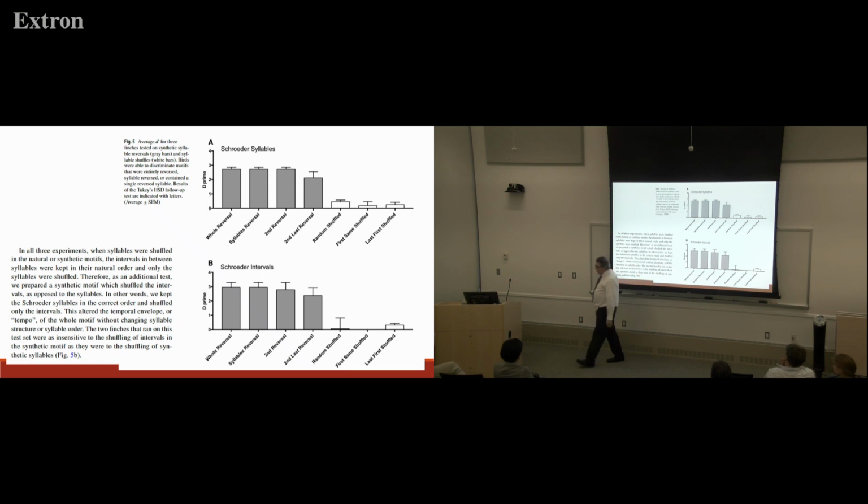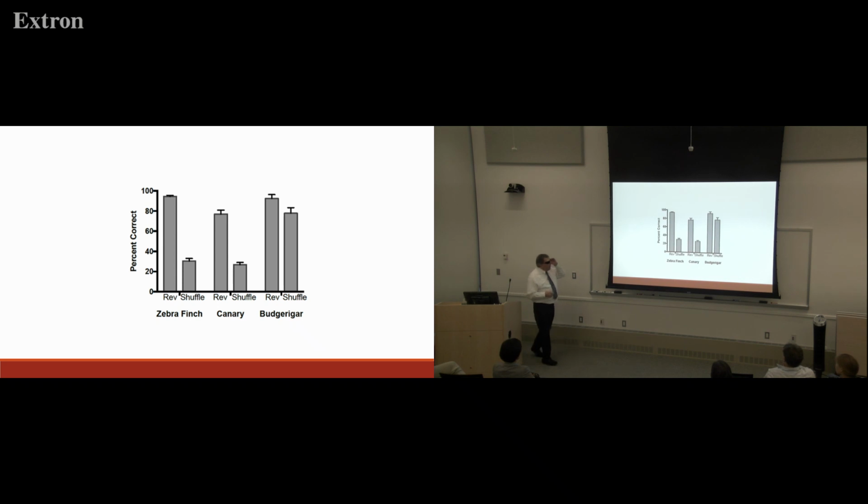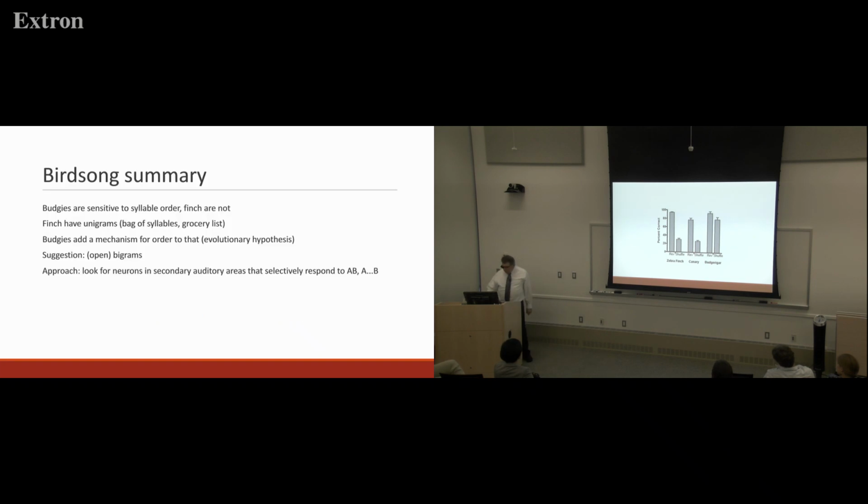Same thing. And so overall, the take-home point is this: in collapsing across all the different ones we have, here are the reversals, syllable reversals. They're quite good at it. When you shuffle the syllables, they're not good at it at all, well below chance. And the same thing is true with the canaries. And the budgies show a diminution, which is certainly significant, in ability when you have the sequences, but they don't lose that ability completely. And so our conclusion in that case is that the budgies are sensitive to the syllable order and the finch are not.